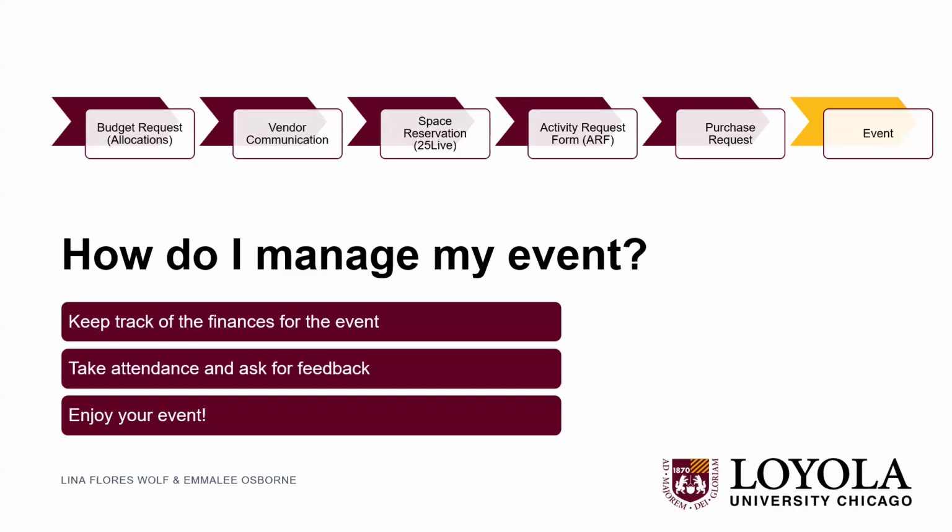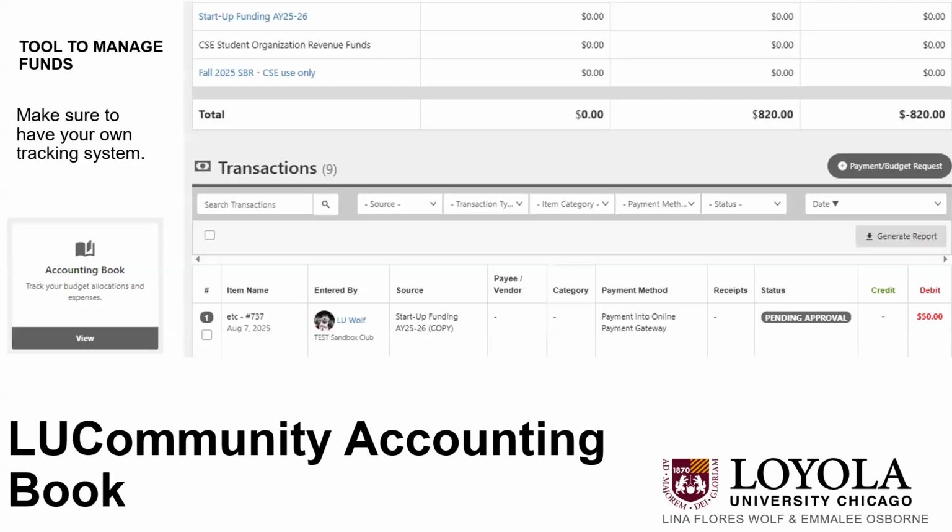So one thing that we want to make sure that you're utilizing the resource for is the finance management tools that you have on LU Community. So you want to make sure that you have your own tracking system because LU Community is not always up to date, but LU Community does have an accounting book that you can access so that you can keep track of all of your finances in there.